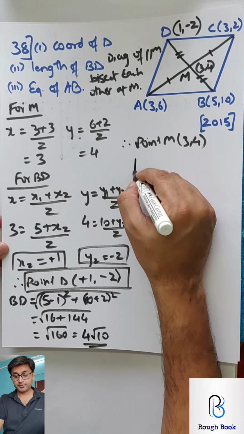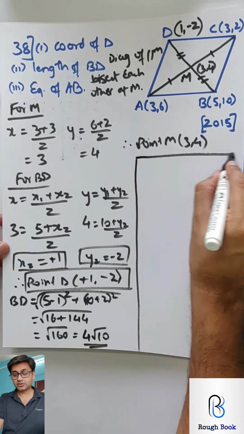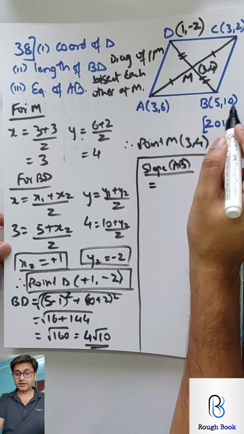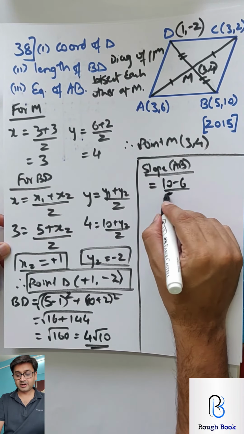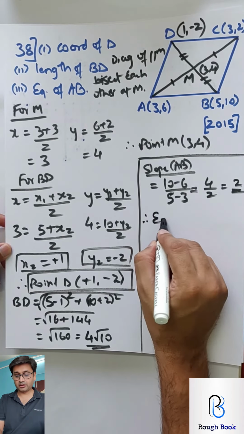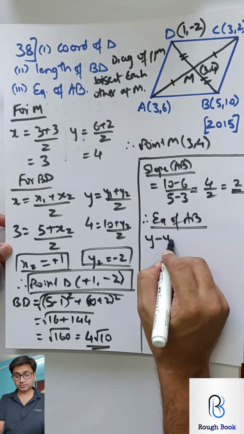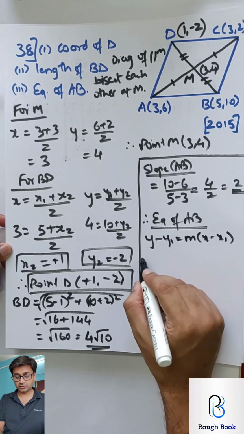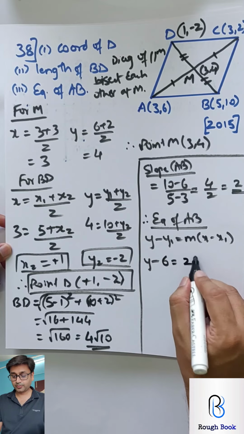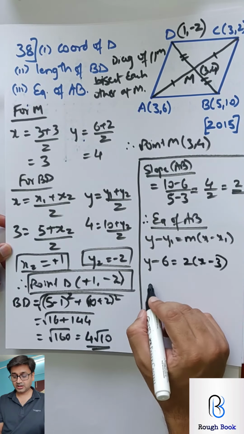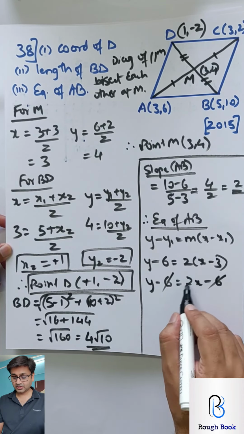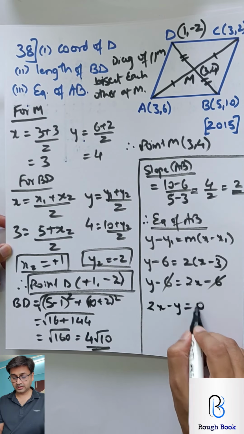So you'll have to first find their slope and then get the equation. So slope AB is equal to y2 minus y1, so 10 minus 6, 5 minus 3, so that will be 4 by 2, 2. And therefore equation of AB, y minus y1 equals m times x minus x1. So y1, A and B, so I am taking this, y1 as 6, slope 2, x minus x1 as 3, so I'll get y minus 6 equals 2x minus 6, minus 6 cancels, so 2x minus y equals 0.